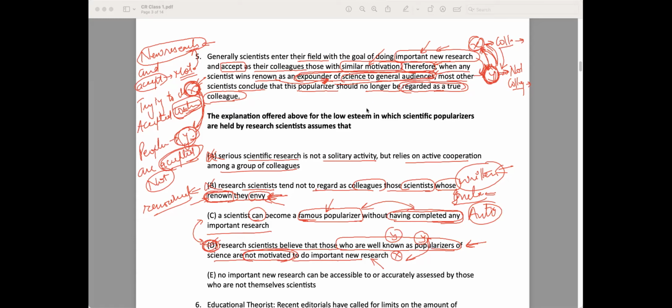Anybody who picked C, for Fifth? Okay. Any doubt with C? Let me know.